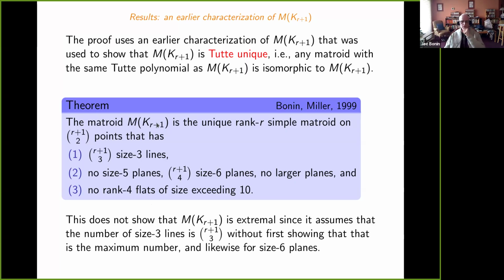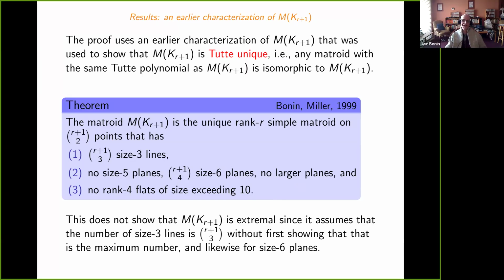Cycle matroid, excuse me, K_{r+1} is the unique rank r simple matroid that has r+1 choose 2 points. It has r+1 choose 3 size 3 lines, no 5-element planes, r+1 choose 4 size 6 planes, no larger planes, and no rank 4 flats exceeding 10. Okay? So this isn't really optimizing things. It's just saying here is the line size, here are the sizes of planes and so on. So this doesn't really show that it's extremal, but it's a useful stepping stone.